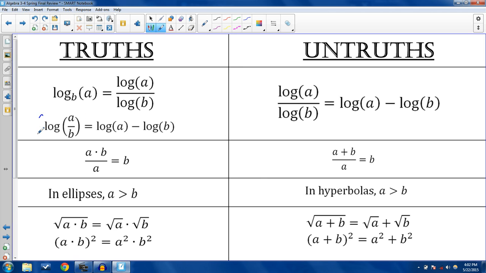Sometimes people take this property and turn it into this property right here, meaning the same thing. The only difference is, look, log of a over b and log of a over log of b are not the same thing. Why can you just take 6 divided by 2 and make that the same as 6 minus 2? No, you can't do that.